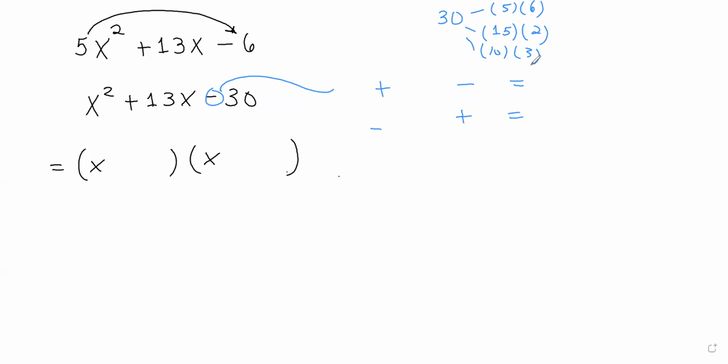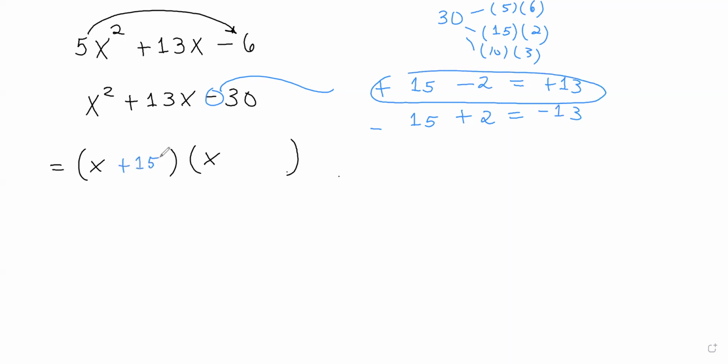So which option should we use? 15 and 2. So that would give me positive 13, whereas this combination of signs, negative 15 plus 2, gives negative 13. x plus 15, x minus 2. Now we're not done, because that's the factorization of this polynomial.